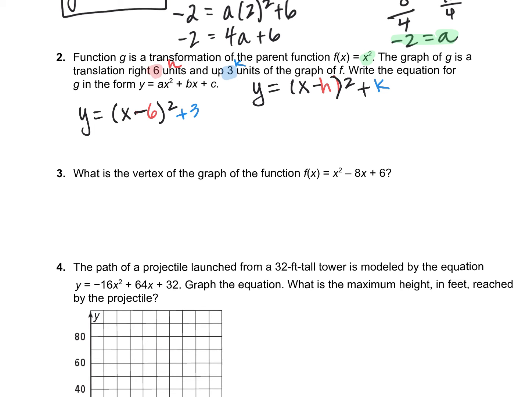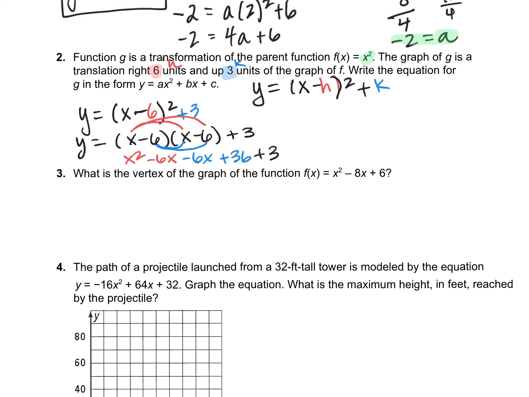And then I've got to actually simplify by multiplying it out. So y is equal to x minus 6 times x minus 6 plus 3. So we go through in our double distribute. So we do x times x is x squared. X times -6 is -6x. -6 times x is -6x. -6 times -6 is +36. And I'm going to tag on my plus 3.